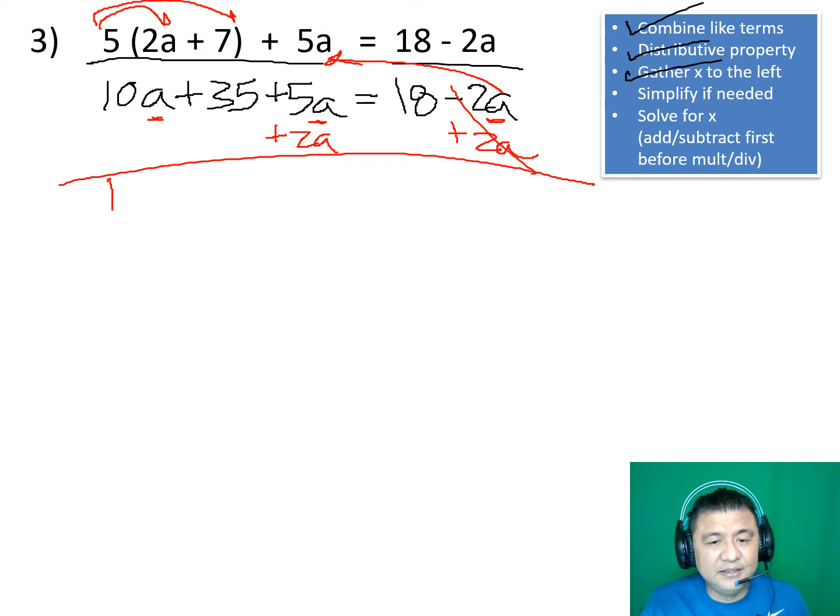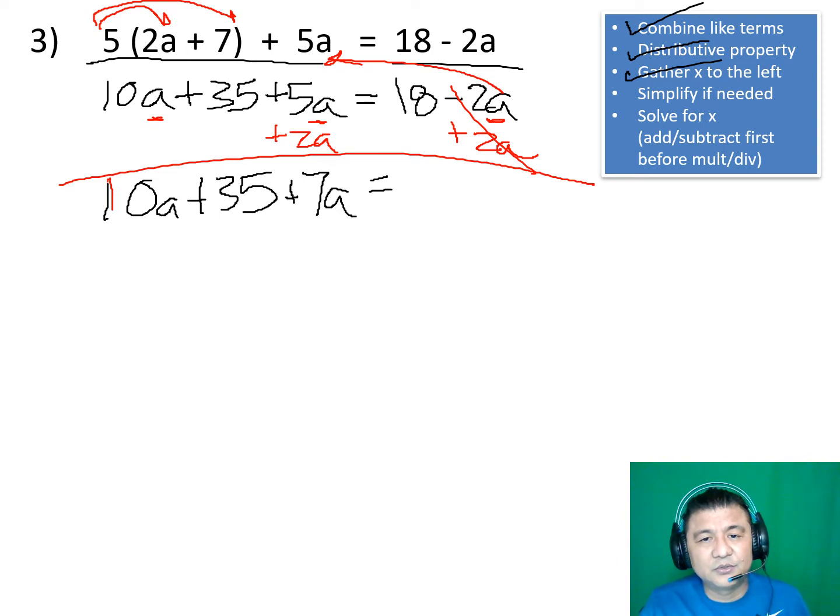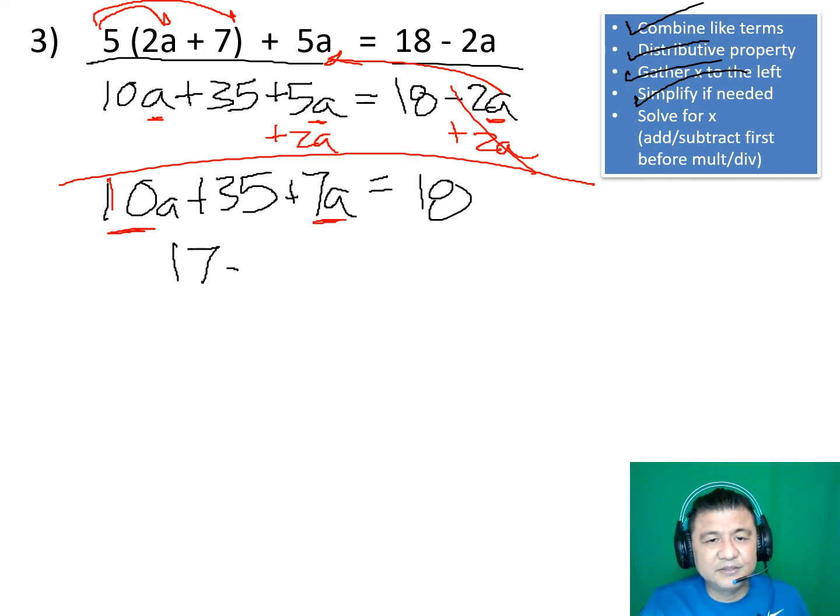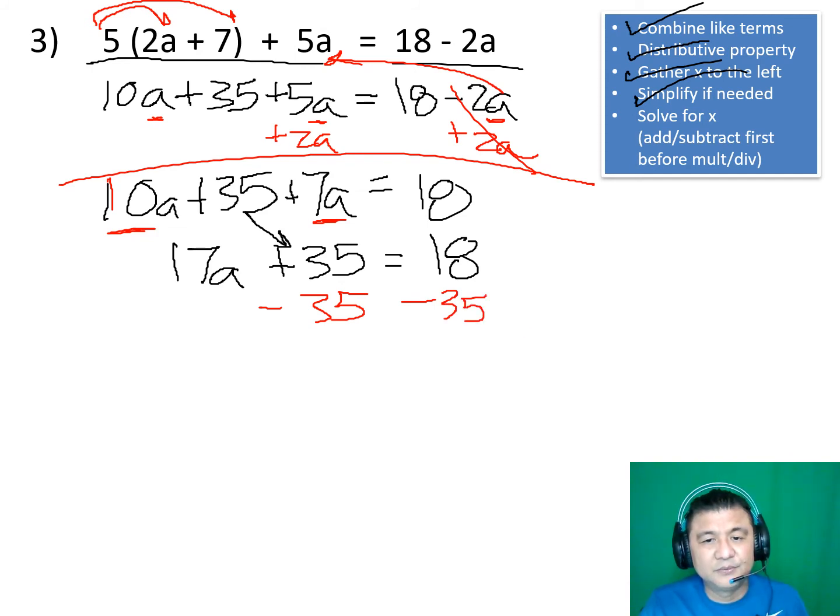So we now have 10a plus 35. 5 plus the 2 is 7a, equal to 18. Okay? Simplify if needed. Yes, I can still simplify because there are two a's here. Let's gather them together. 10 plus 7 is 17. 17a plus 35 equals 18. I need to get rid of the positive 35. Subtract to the right. Subtract to the left.